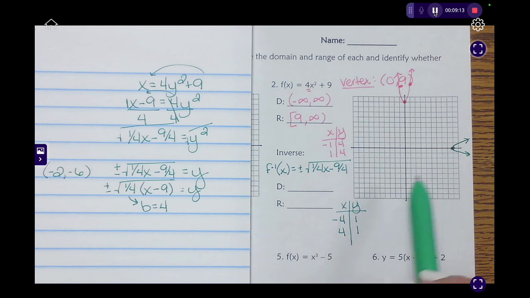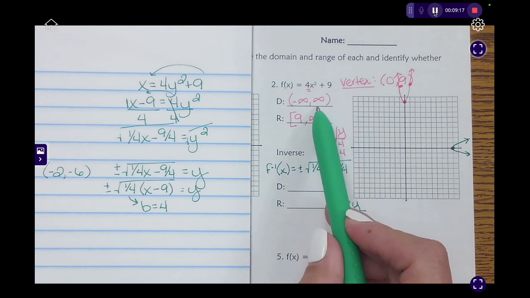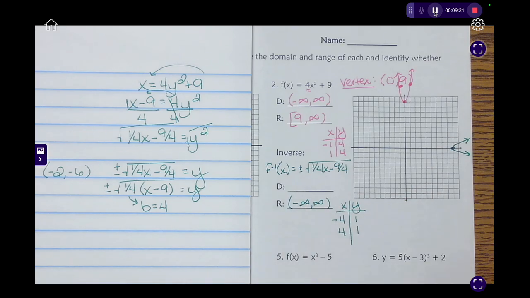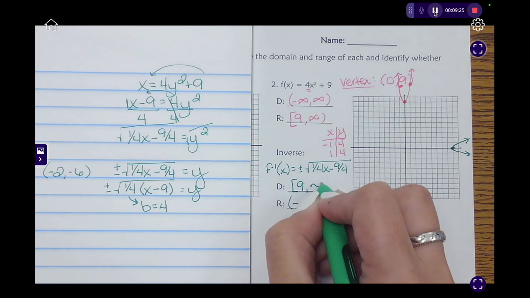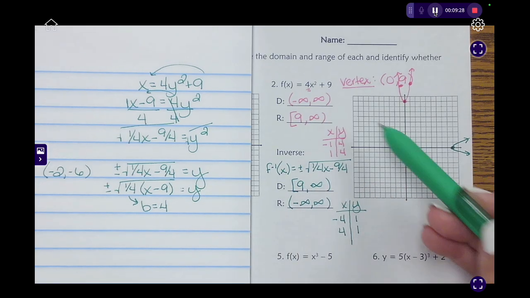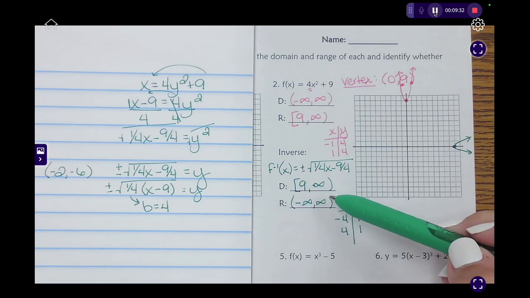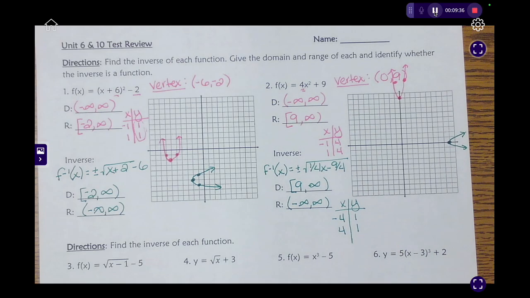Okay, so looking at that, remember, we can flip-flop your domain and my range. So this domain now becomes this range, and that range now becomes this domain. So even without graphing it, if you do know your original one, you should be able to find the domain and range of your inverse even if you don't graph it. Okay, so that's another way that you can find that domain and range.